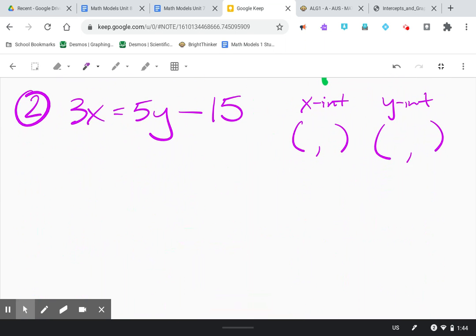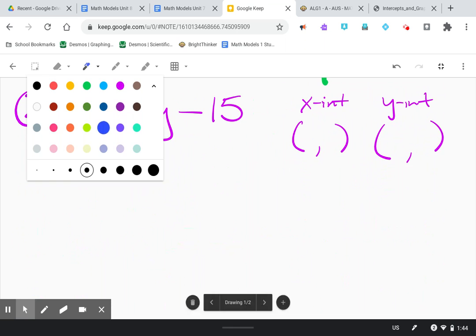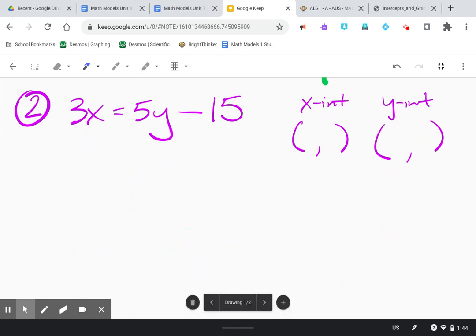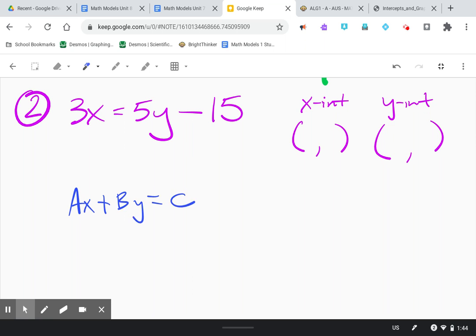All right, now some of them are not going to be set up for you. So in this example, this is not in standard form, so we need to put it in standard form. So remember, for standard form, our goal is to have ax plus by equals c. So we need to have the x and the y on one side and the number on the other side. So let's go ahead and let me erase that. And let's make this so that we have ax and by.